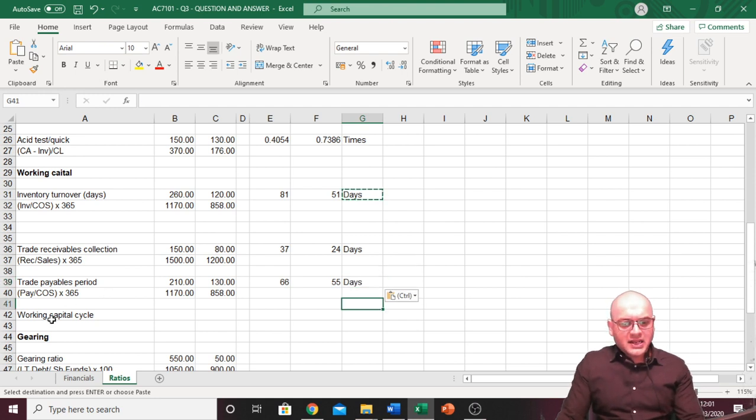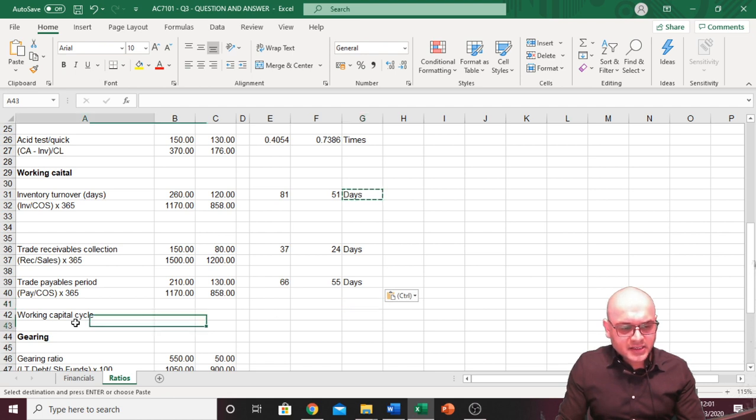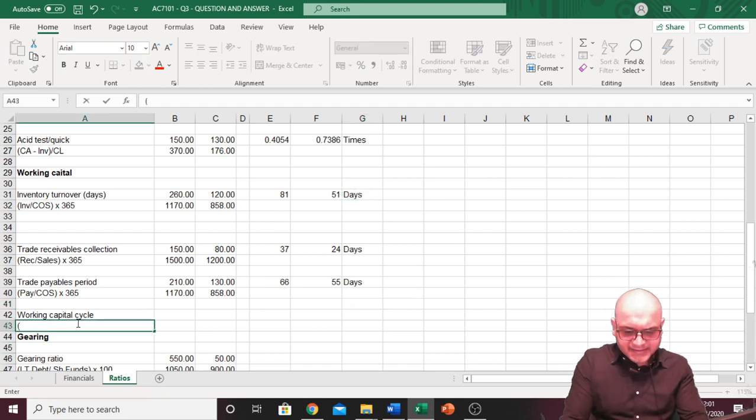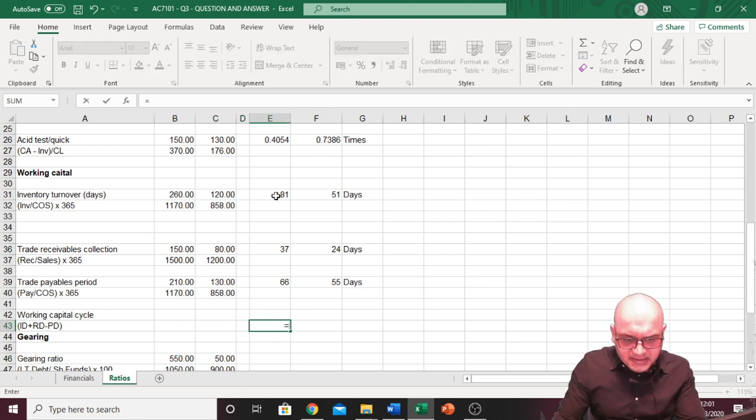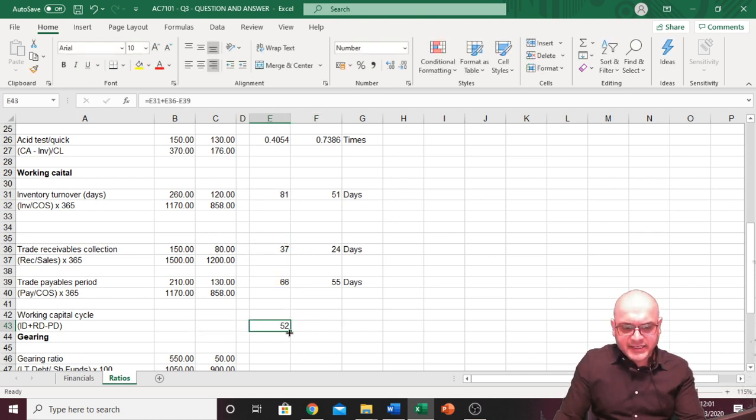All right, and the last one, the working capital cycle, let's write it at the bottom, is inventory days, ID, plus receivable days, RD, minus payable days, which is PD. Okay, so if we apply that equation, that plus that minus that, 52 days in 2017, last year 20.